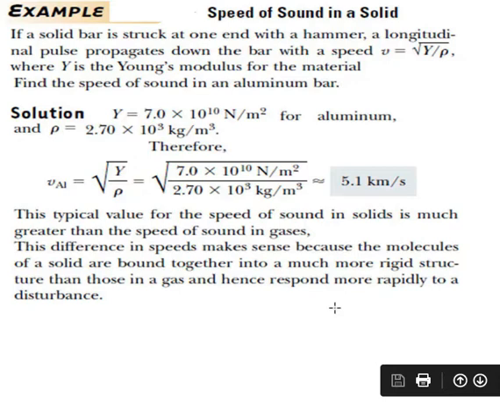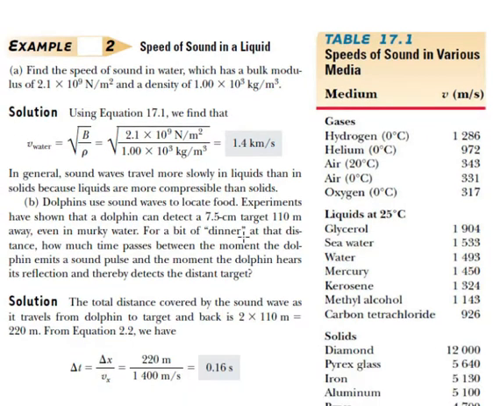Why is it so? Because the particles of solids are very close to each other, so any disturbance can move fast through a denser material. This is the table from which we took the values, from which we can take the values of the speed of sound.